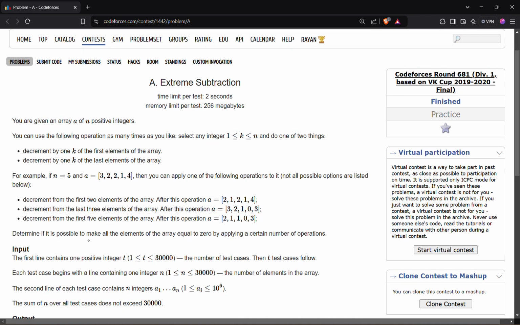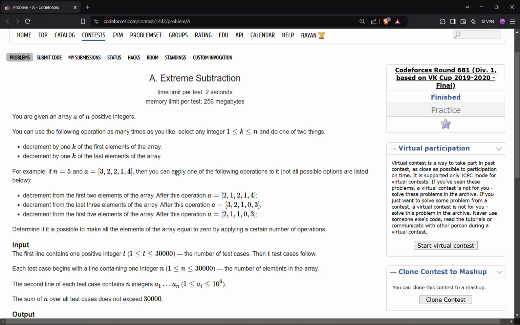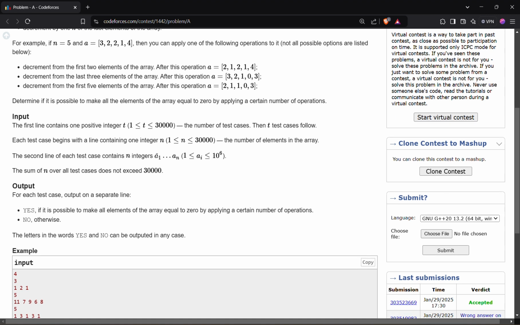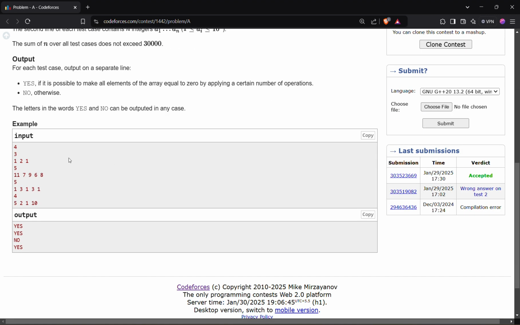We have to determine if it is possible to make all the elements of the array equal to 0 by applying a certain number of operations. Our constraints are that t is going up to 30,000 and n is going up to 30,000 as well, and the sum of n over all test cases doesn't exceed 30,000. Our array elements are from 1 to 10 to the power of 6. So let us take a look at these sample test cases.